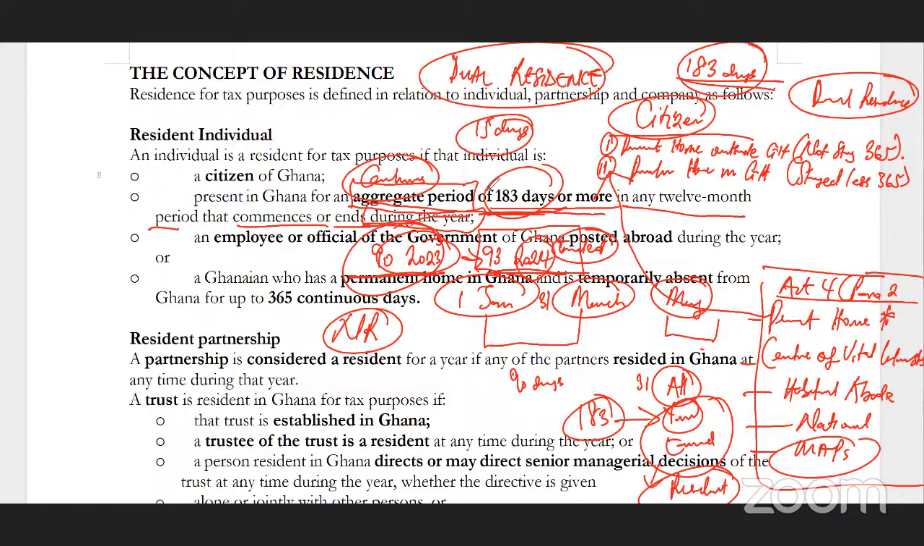Are we okay with citizenship and the 183-day rule? Can we go to the next one, which is the easiest? Now, if you're an employee or official of the government and you are posted abroad during the year, automatically you are a resident of Ghana. So why is this so? When you are posted abroad, automatically you are still resident because you are still a government employee. The government of Ghana will still be remunerating you. So the remuneration is still coming from the government of Ghana, automatically making you a resident of Ghana. So this is a special rule of residence.